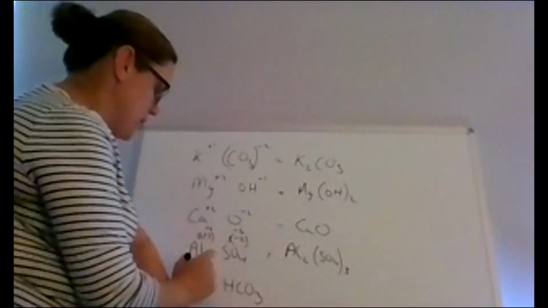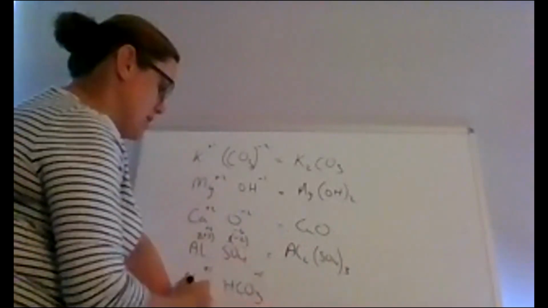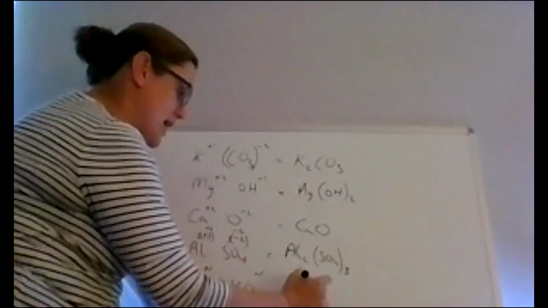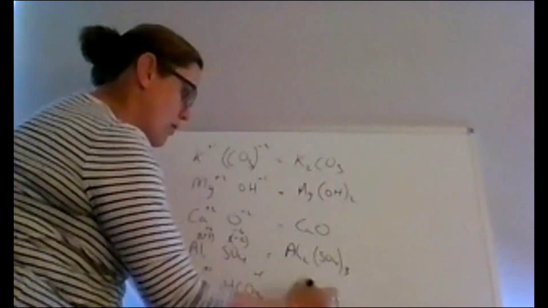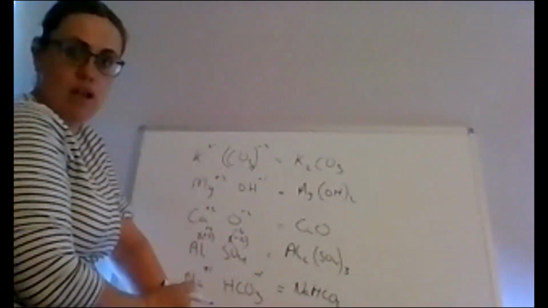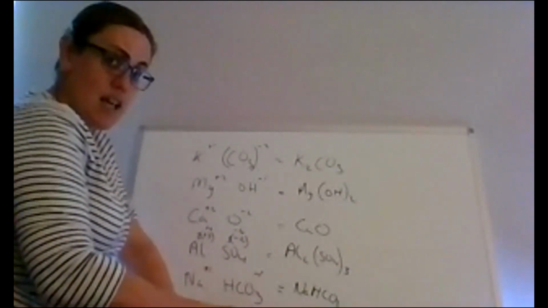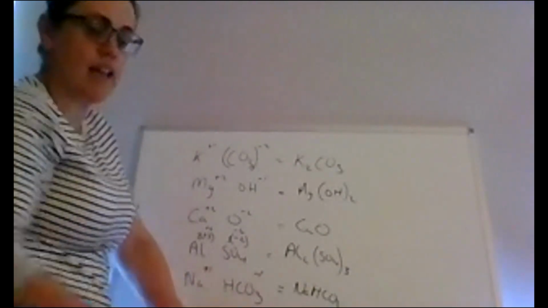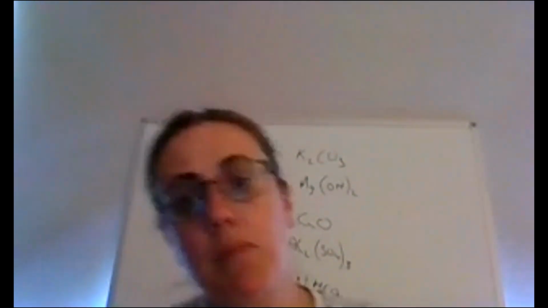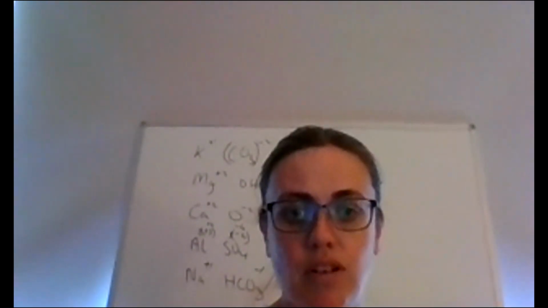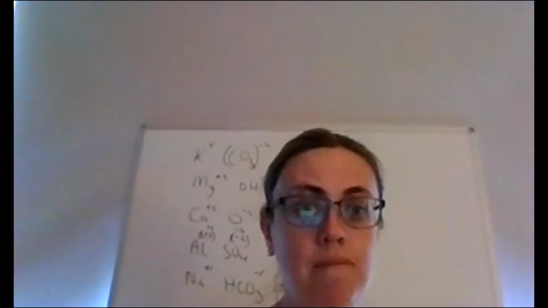And then sodium is +1, hydrogen carbonate is -1, so they work out nicely. It's NaHCO3. Okay, and that had posed a little bit of a difficulty for some of you. The second part of your homework didn't seem to pose the same level of difficulty, but I'll go through it with you now.